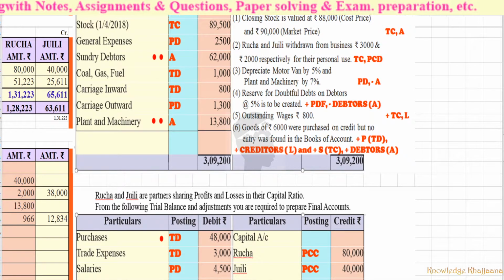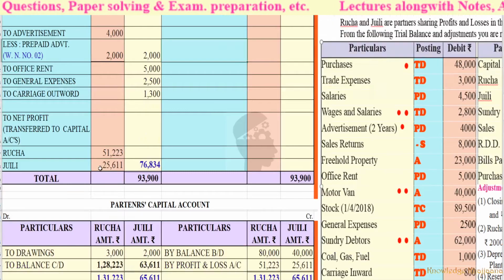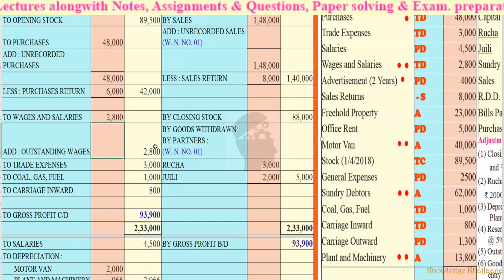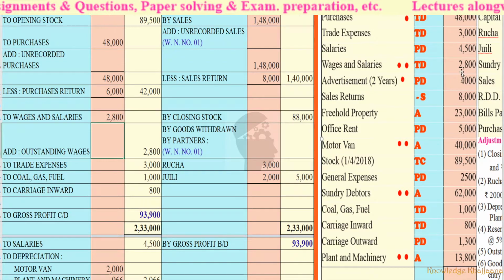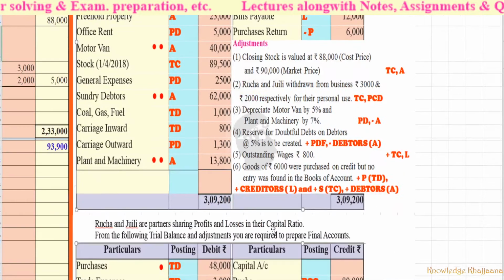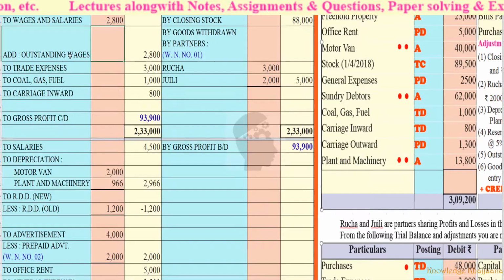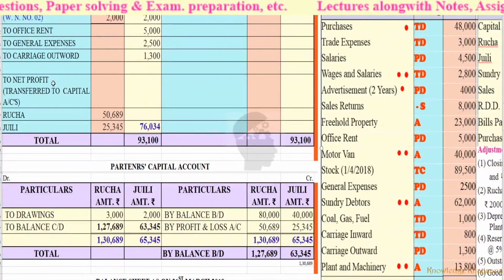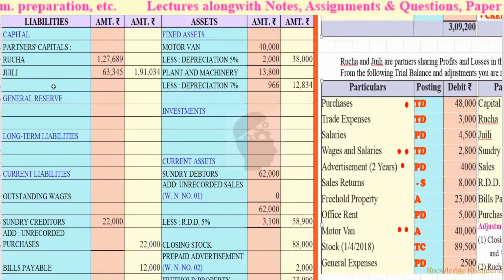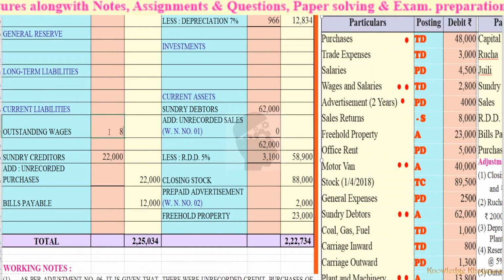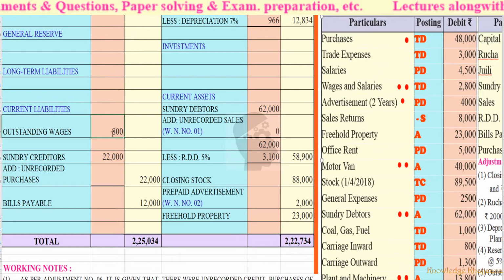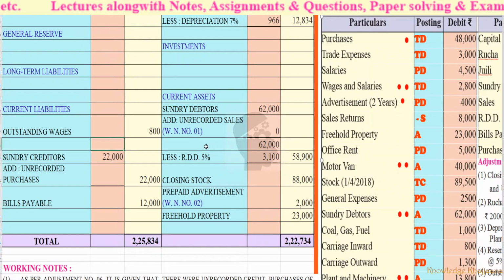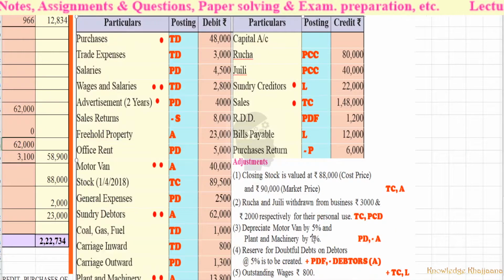So outstanding wages rupees 800. Outstanding wages, trading account, debit side. Wages outstanding: earlier wages were rupees 2800 and outstanding wages are rupees 800. Outstanding wages rupees 800 is a current liability. So we'll add it to the liability side, current liability, outstanding wages rupees 800. It will go to the outer column, 800. Okay, two adjustments we have done.